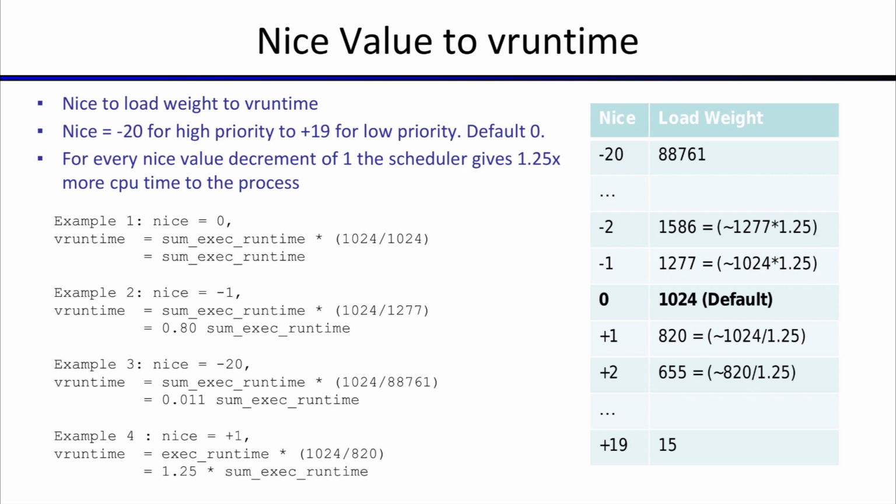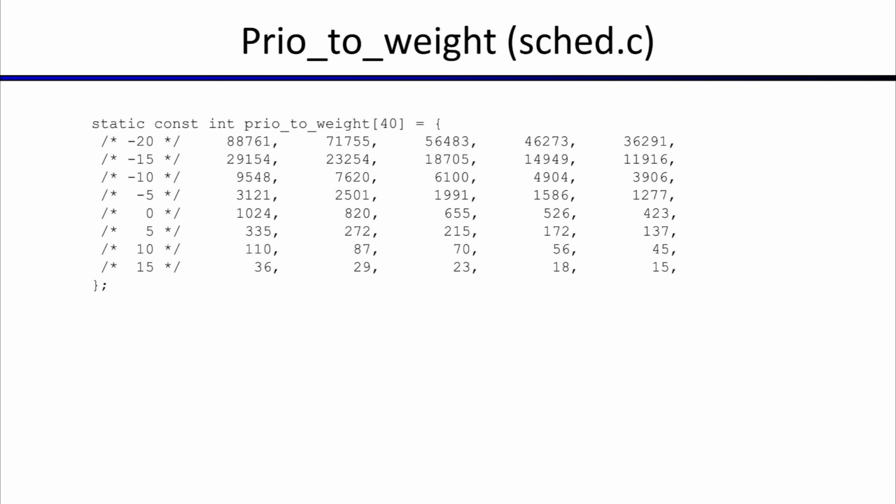And these nice-to-load values are not calculated every time. There is actually a table that exists for all these 40 values, and these are the precise numbers that are used in that table for calculation. So it's pretty much set. These numbers are set and coded into the code, and you can look at it if you want to. That's in the sched.c class.